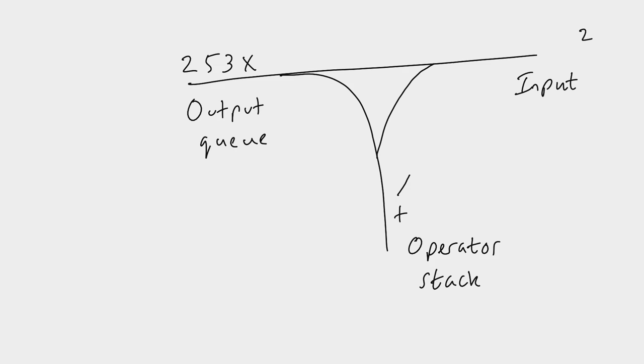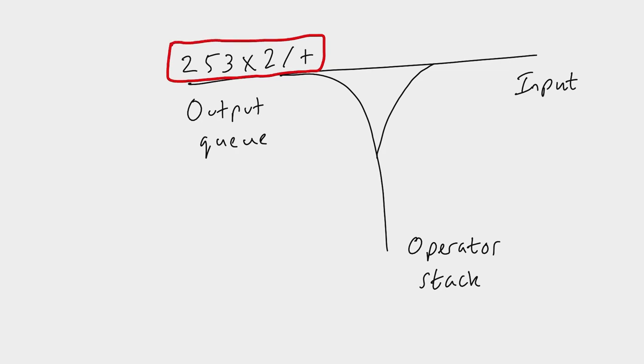Then finally, we move the 2 onto the output queue here. So that goes there. And for the operator stack, the remaining operators then just simply get pushed onto the output queue. So the divide and the plus get pushed onto the output queue like so. And this is our final reverse Polish notation expression there.